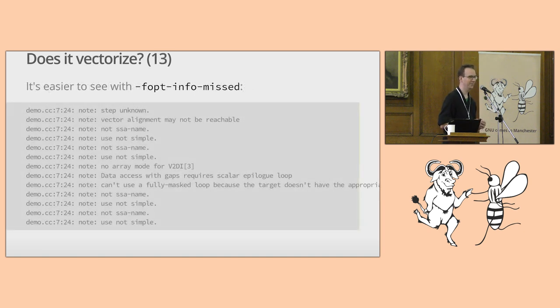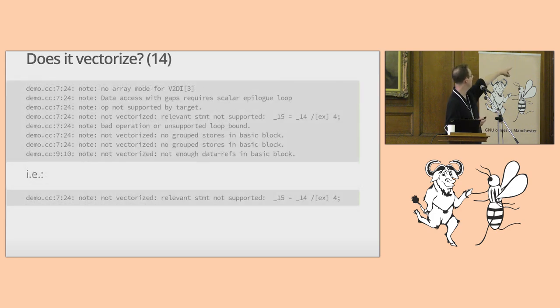If I actually use the pre-existing filtering, -fopt-info-missed, it gets it down to two pages, and from an end user perspective, I think this is suboptimal. There's lots of very arcane stuff about the inside of the compiler going on, and the pertinent information is kind of there. It's not vectorized. This particular statement was not supported. So that's the construct inside the loop that it couldn't handle at the time.